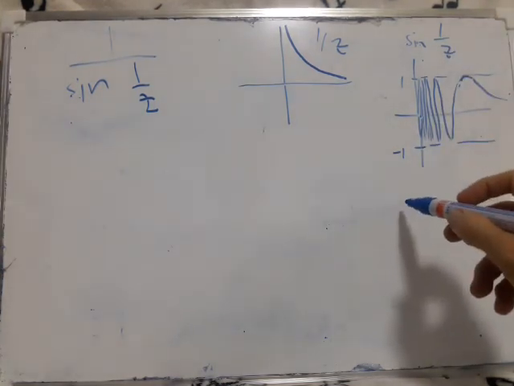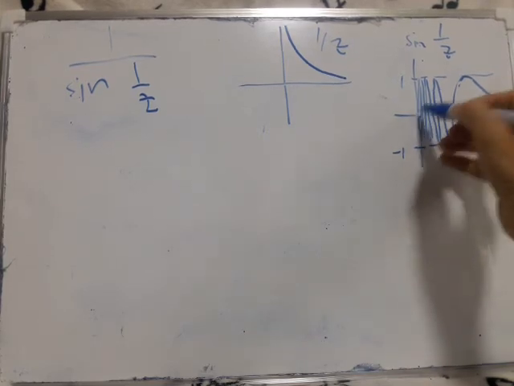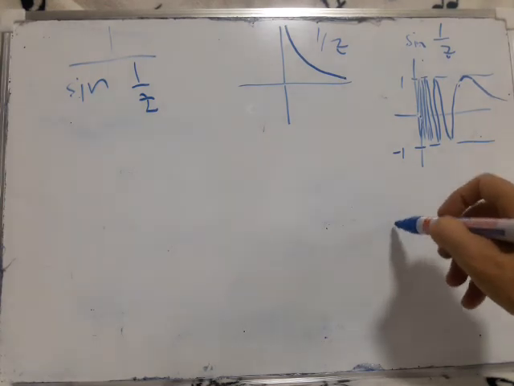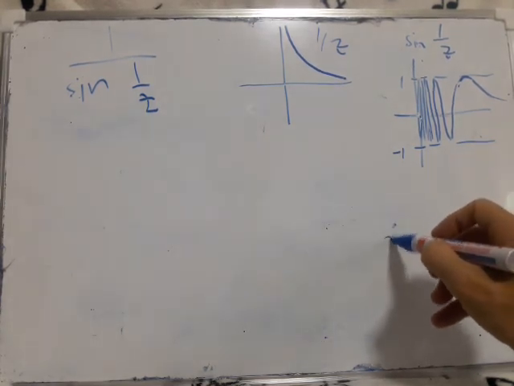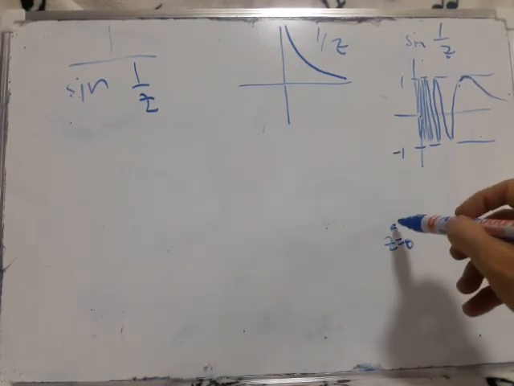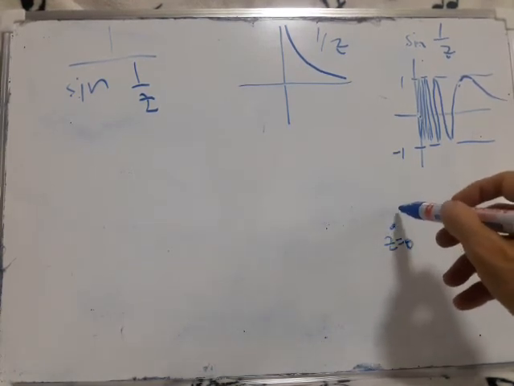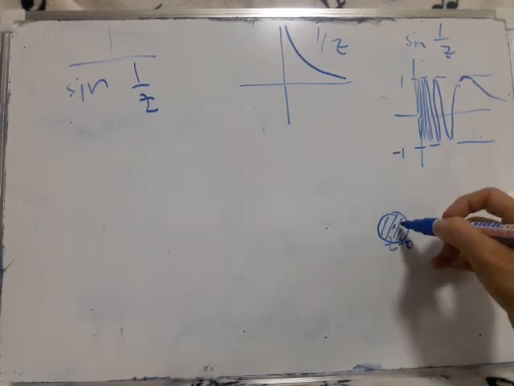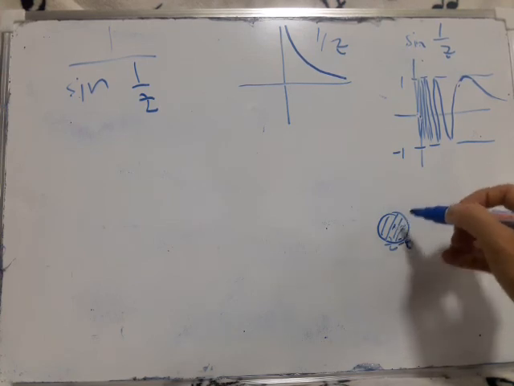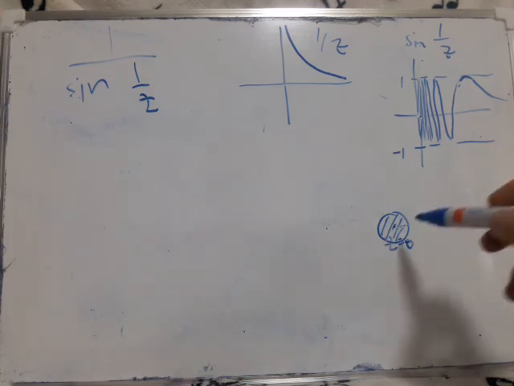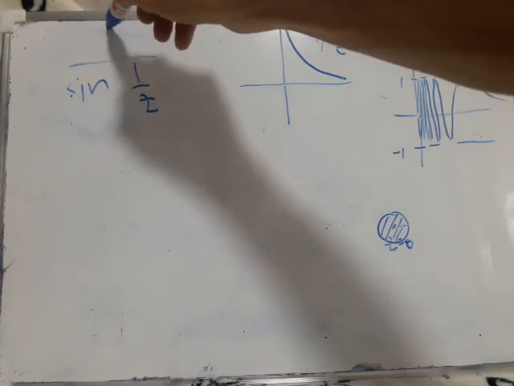Because if you think about it, at z equals 0, you're going to have a singularity there, but it's not isolated, because however small you draw a disk, you'll always have infinitely many other singularities inside that disk. So an example of a non-isolated singularity is z equals 0 for this function.